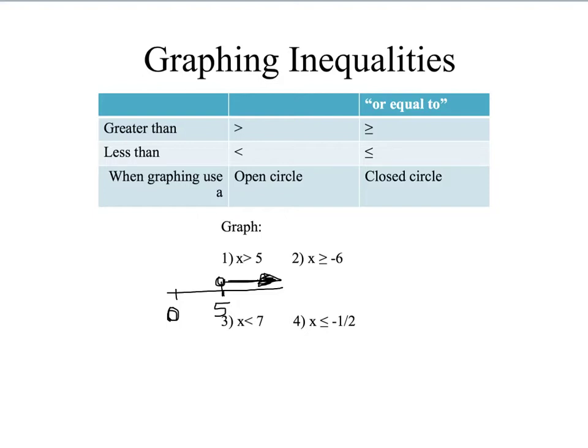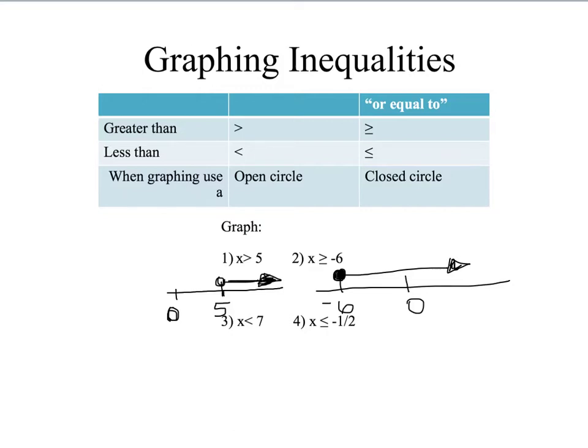When I graph x is greater than or equal to -6, because of that or equal to piece, I need a closed circle over -6 to say that -6 is part of the solution. So again, it's just one variable. So you put your 0 as a reference, put your -6, and put a closed circle at the -6 to say -6 is also part of the solution. It's greater than again, so it's going to go to the right of -6.